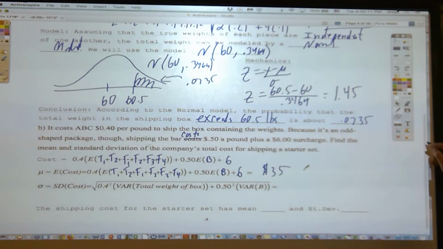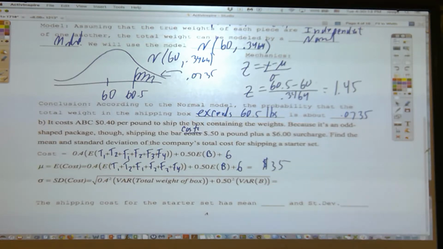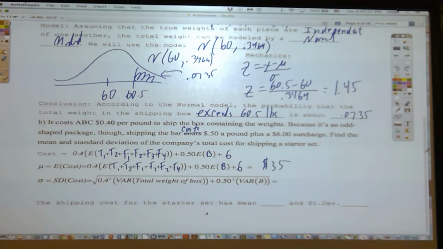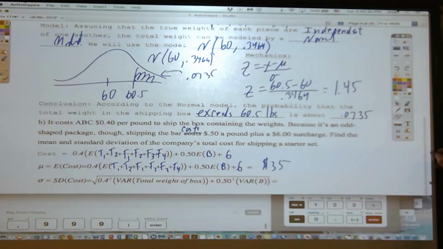Now, I don't like the fact that this is filled in here. I think it's filled in on your paper. So let's pretend that's not there. And let's get the standard deviation. To get the standard deviation, let's actually show our work. I think you'll learn a lot more if you do the writing.